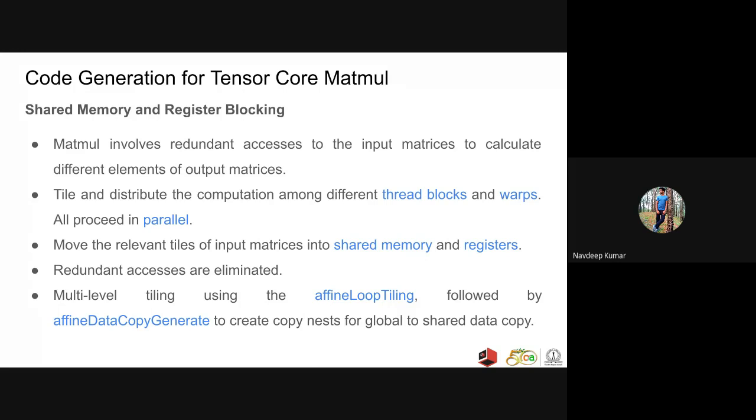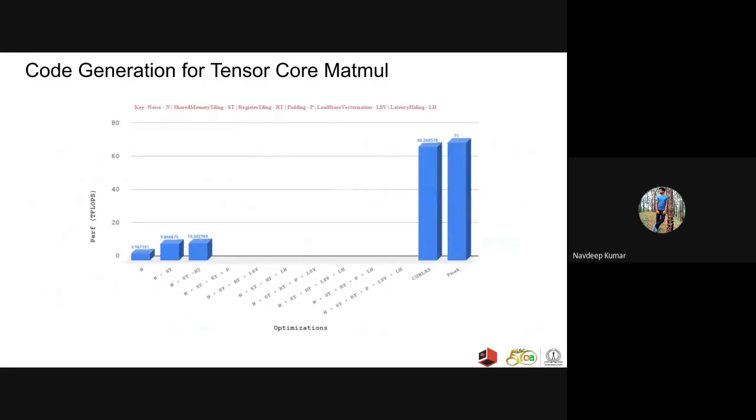So multi-level tiling was done in MLIR using the affine loop tile utility, followed by the affine data copy generate to generate the copy lists for global to shared data copy. The missing parts in these utilities were added accordingly. So we'll just see what this gives us. Doing the shared memory tiling improved the performance by about 2.5 times, taking us to 920 teraflops, and doing the register tiling again didn't give us much of a benefit and just gave us 10.34 teraflops.